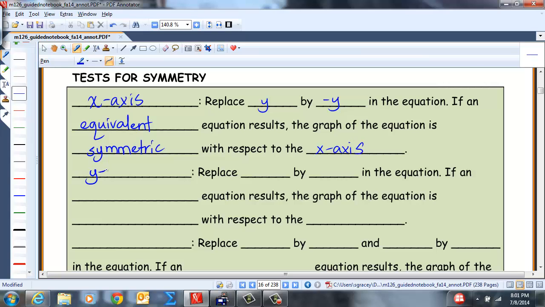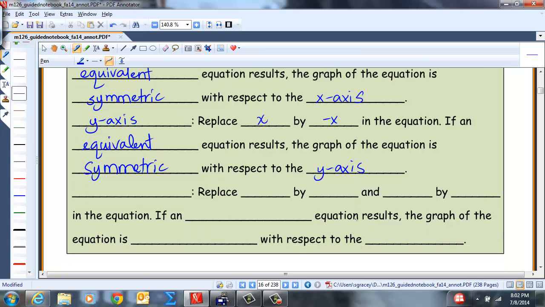So for the y-axis, you replace x by negative x. We don't need parentheses right here. In the equation, if an equivalent equation results, the graph of the equation is symmetric with respect to the y-axis.